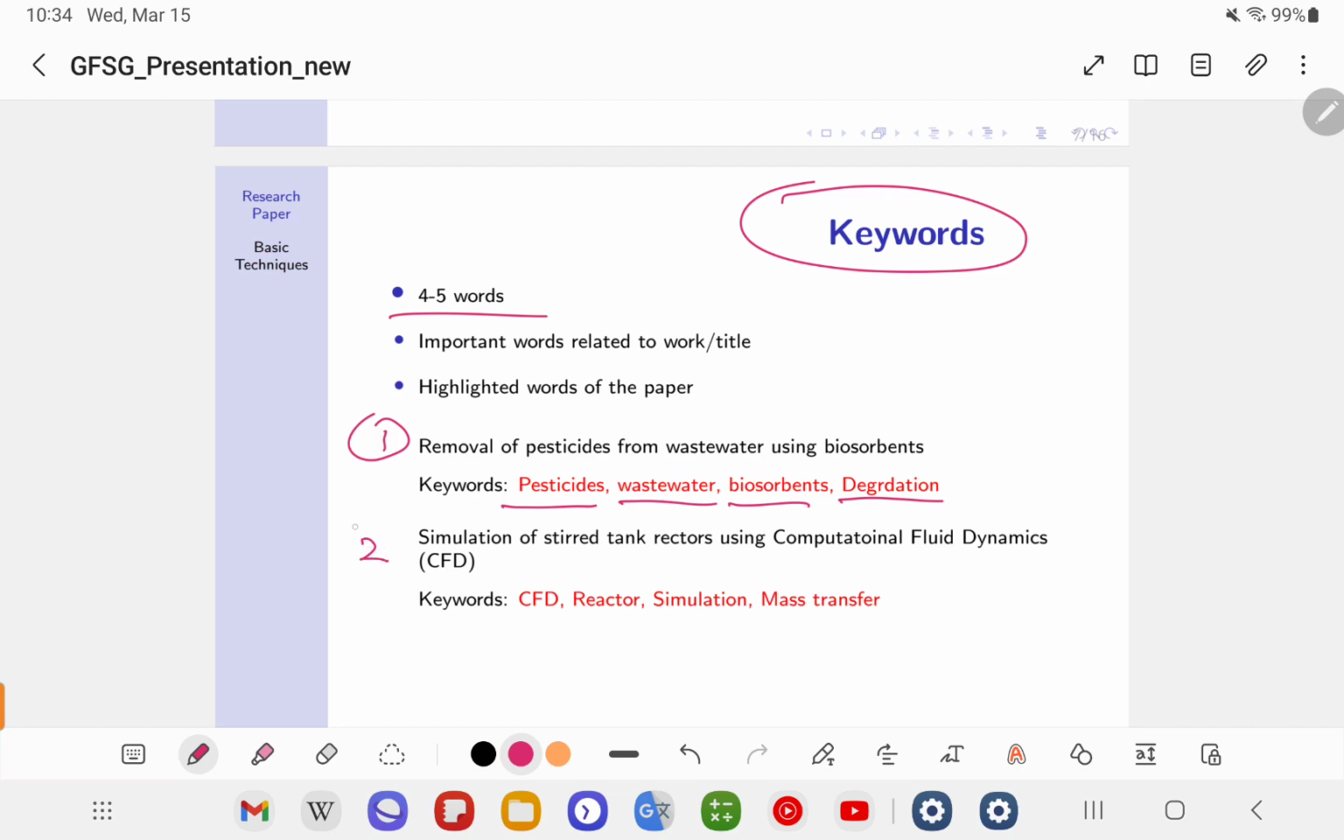Another title: simulation of stirred tank reactor using computational fluid dynamics, CFD. So CFD is a keyword, reactor is a keyword. This is simulation work, so simulation is a keyword, and if the work is based on mass transfer operation, for example, then mass transfer is another keyword.